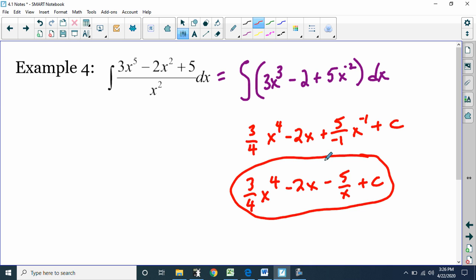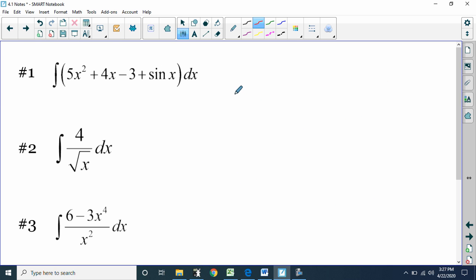So those are the 4 notes problems. I want you to try these 3 problems on your own. Go ahead and write them down in your notes. Show your work.